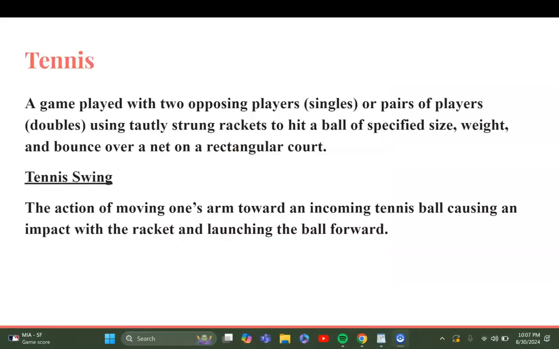So, tennis is a game played with two opposing players, or singles, or pairs of players, doubles, using a tautly strung racket to hit a ball of specified size, so a tennis ball, and bounce it over a net on a rectangular court. And a tennis swing is the action of moving one's arm towards an incoming tennis ball, causing an impact with the racket and launching the ball forward.